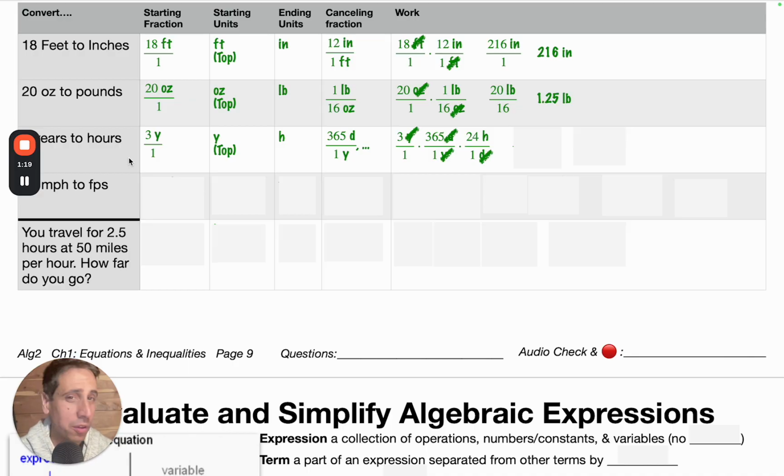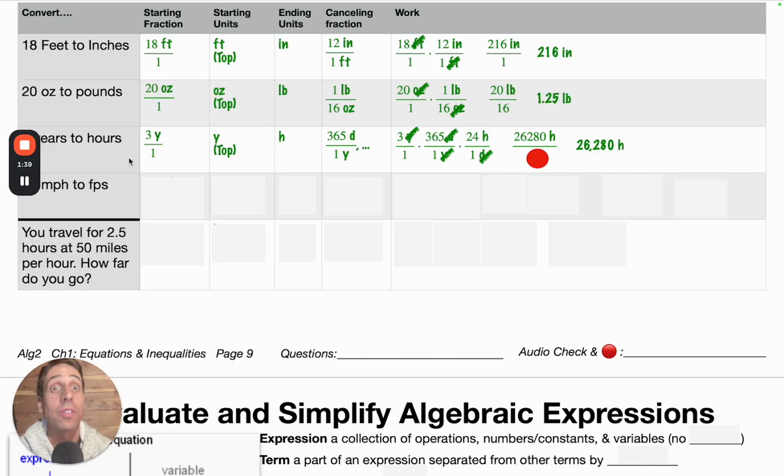You're going to multiply them all across the top, grab a calculator, and it's 26,280 hours over 1 times 1 times 1, which is just going to be, well, you tell me. Next, when you divide those two, you get 26,280 hours, and that's your answer.